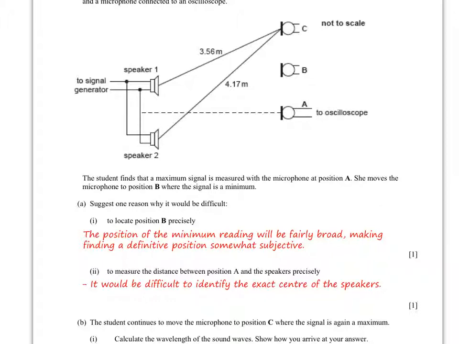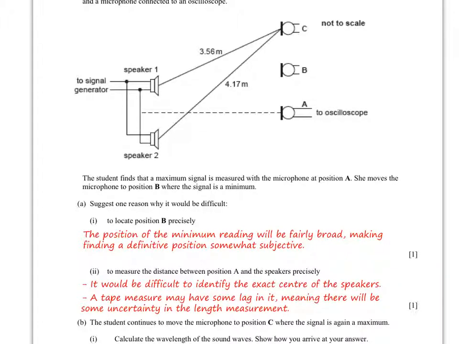So one of the issues might be it's difficult to identify the exact centre of the speakers or even the microphone. The other issue, which lots of you identified, is that these big distances here, 3-4 metres, you're going to need a tape measure to measure those. One of the issues when using tape measures is that you get some lag, so again an accurate reading to centimetres may be a little bit unrealistic.